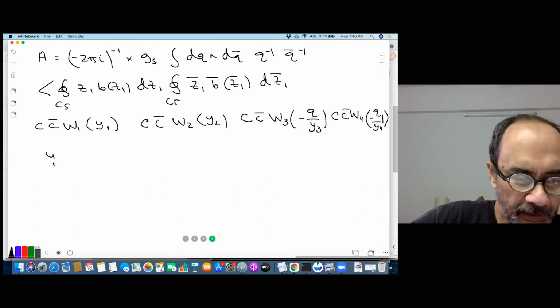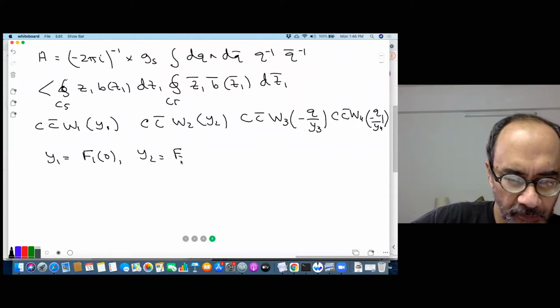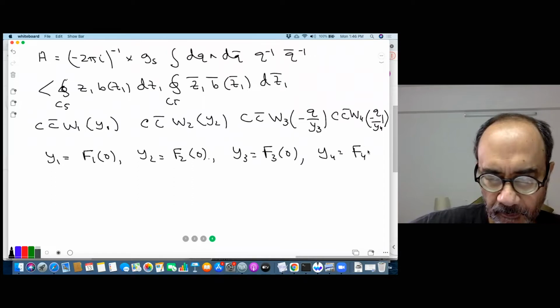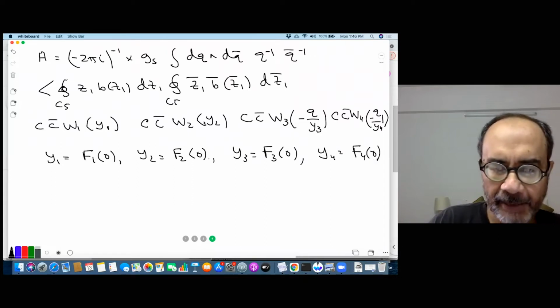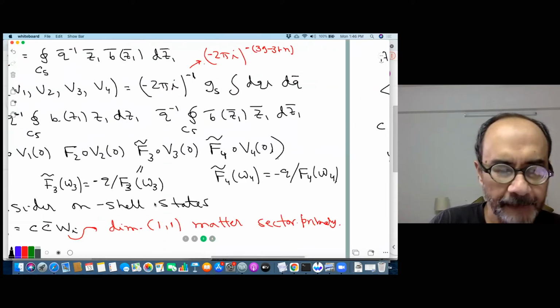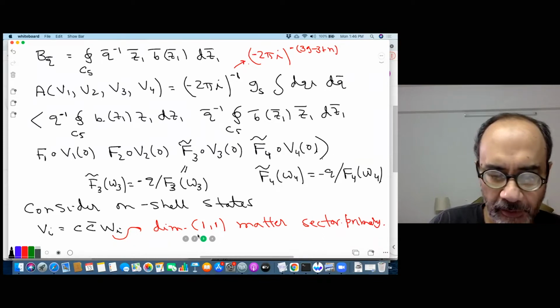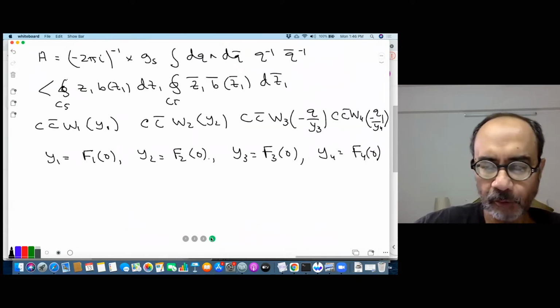So what is y1? y1 is nothing but f1 of 0, y2 is f2 of 0, y3 is f3 of 0, and y4 is f4 of 0. Because this is a matter sector primary, no factor comes in under the conformal transformation. All that happens is in the argument we get V1 of f1 of 0, and f1 of 0 is what I'm calling y1, f2 of 0 is y2. Here you have V3 of f3 tilde of 0, but f3 tilde of 0 is minus q over f3 of 0, that's minus q over y3, and so on. I hope this is clear.